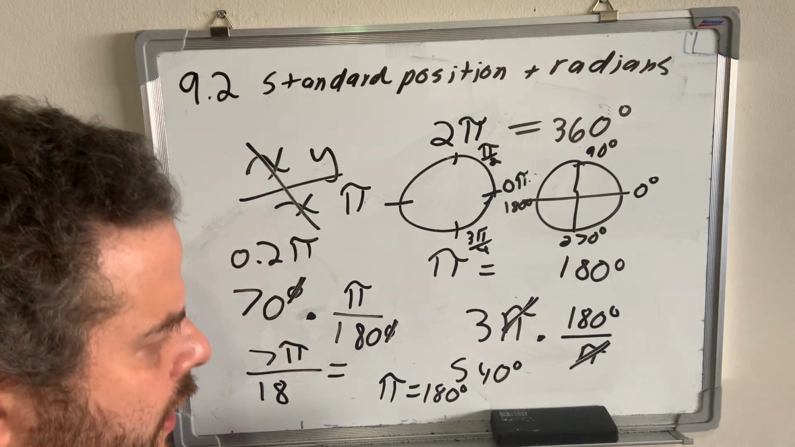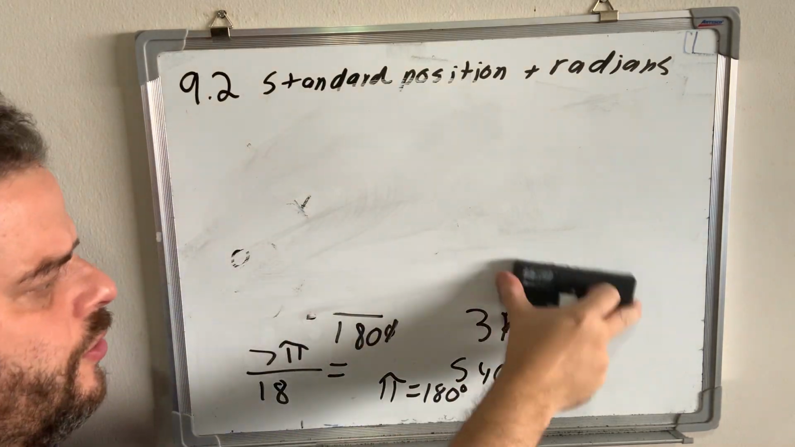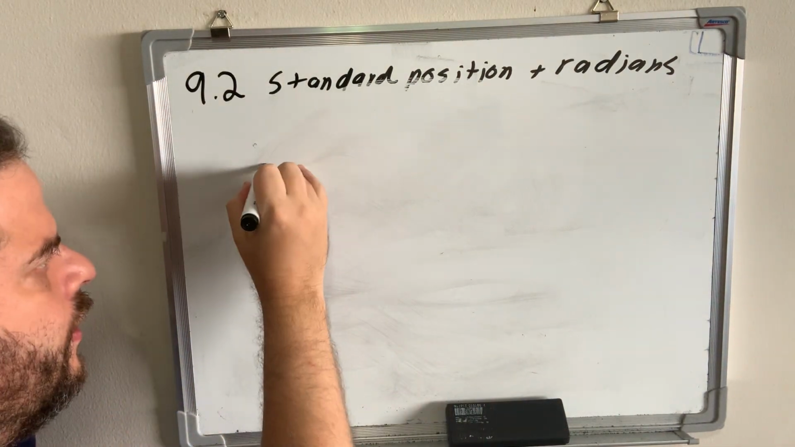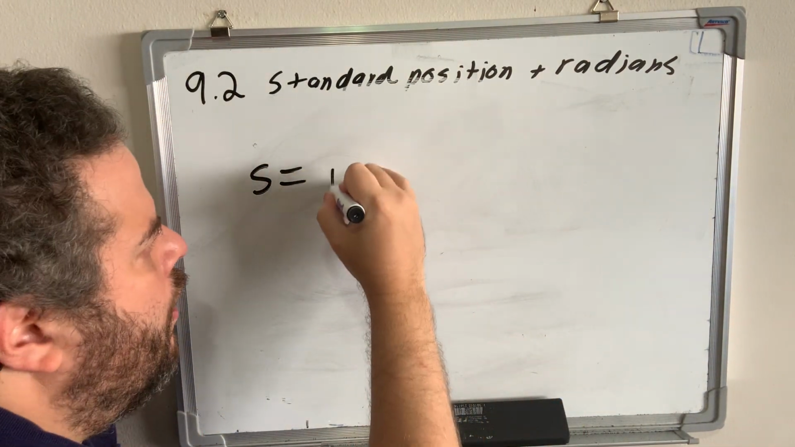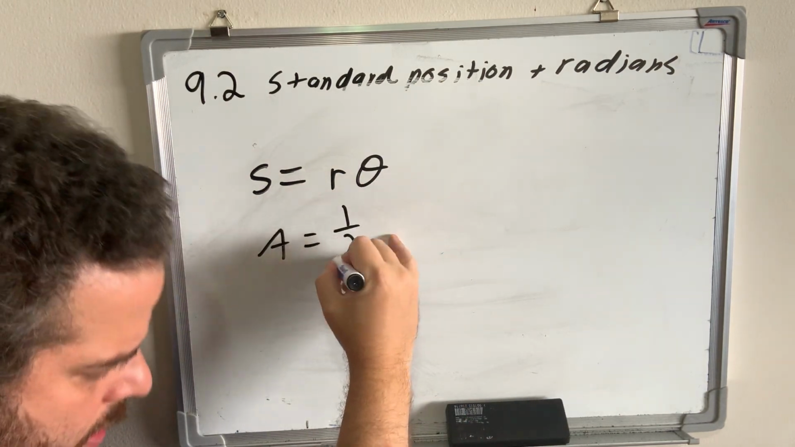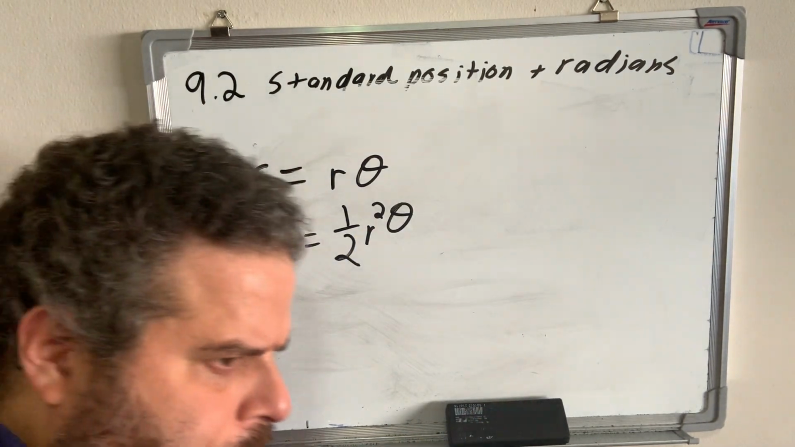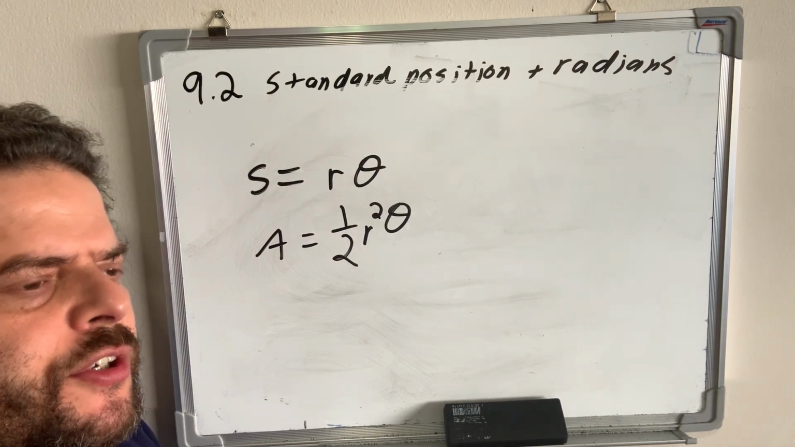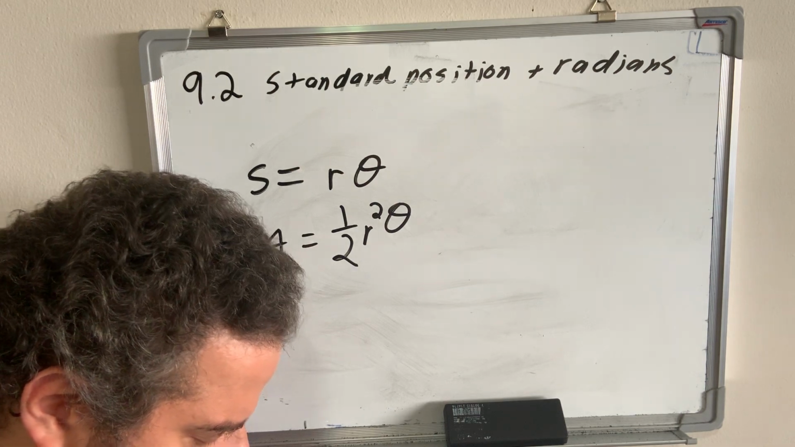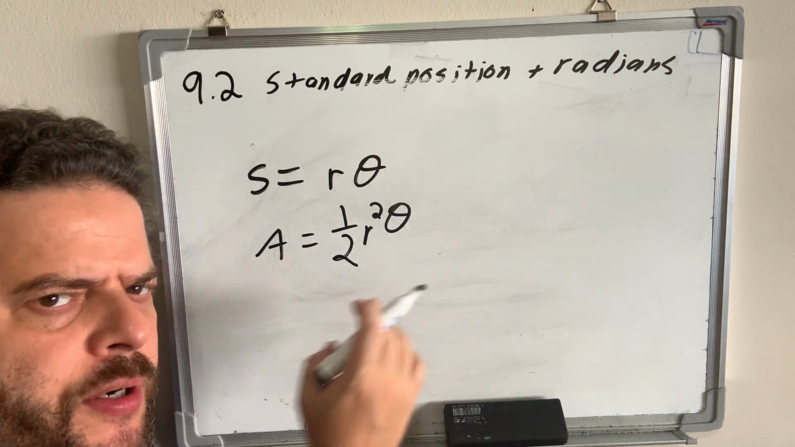Let's go over arc length and sector area. These are two new definitions, or you might have seen them. Actually, I think you saw them in geometry, but let's just review the formulas. S equals R theta, and A equals 1/2 R squared theta. One thing to keep in mind, whenever you're dealing with arc length and area of a sector, theta measured in radians uses this particular formula.